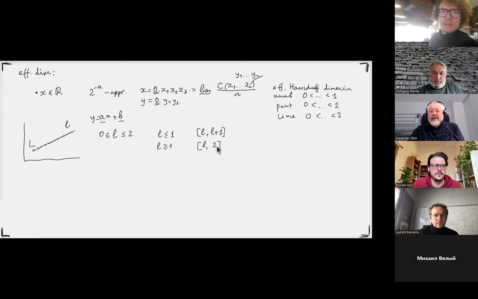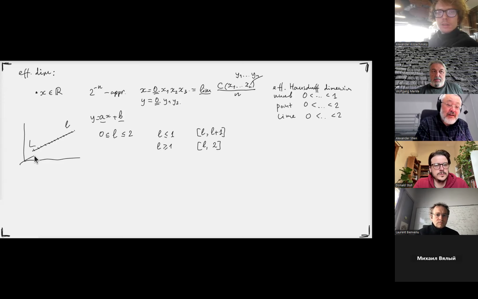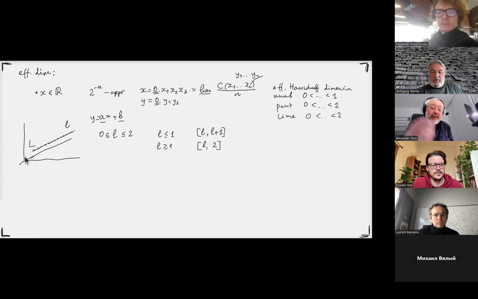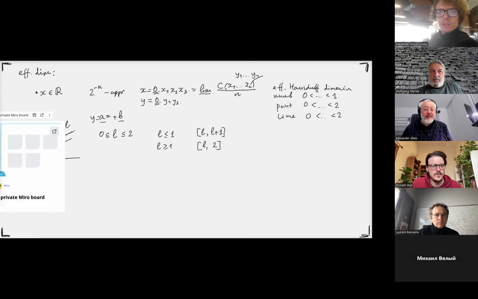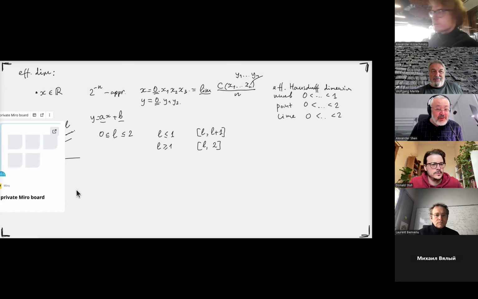Of course, a line can have simpler points. For example, a line can go through 0, so there is a point (0, 0) with small complexity. So what's the statement then?